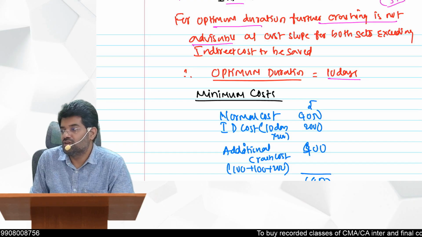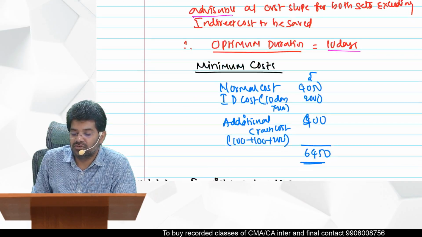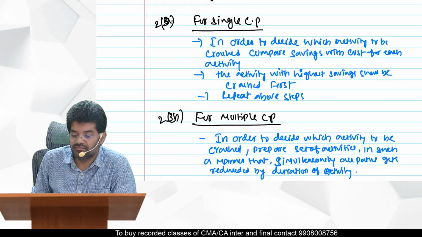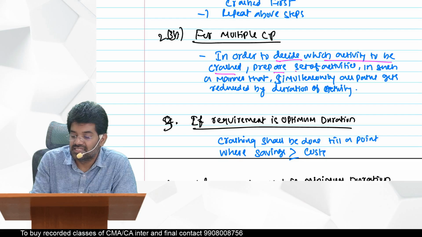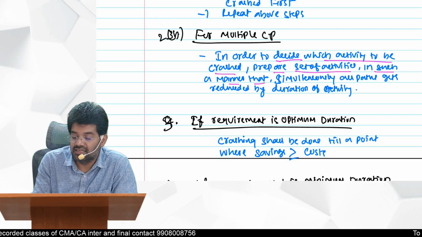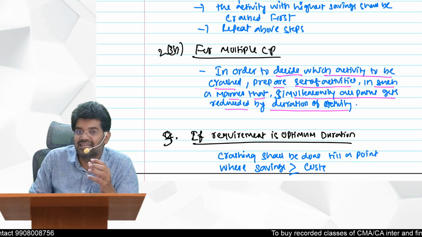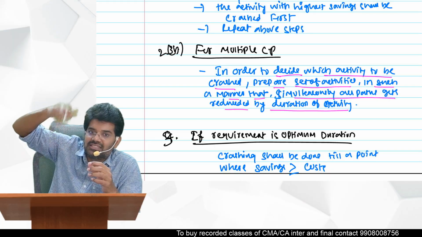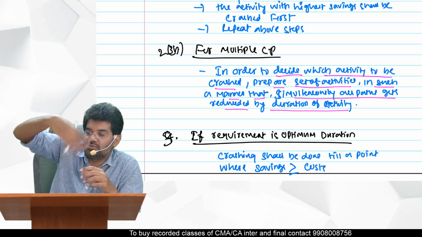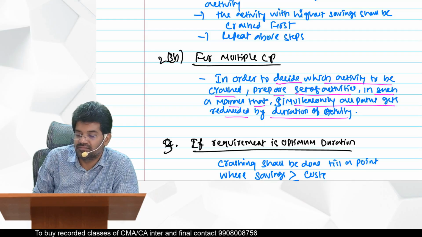So in this question, what is the optimal duration? 10 days. I hope multiple paths you people understood. So whenever you have multiple paths, what you are supposed to do? In order to decide which activity to be crashed, prepare a set of activities in such a manner that simultaneously all paths get reduced by the duration of the activity. So if you select an activity, that should be common in all the paths, such that with one day all paths will get reduced. That is the strategy you should follow when you have multiple critical paths.